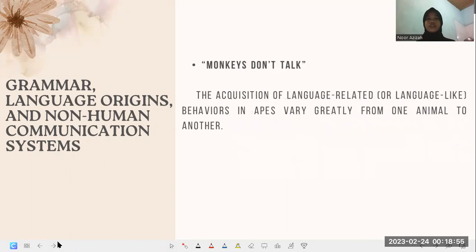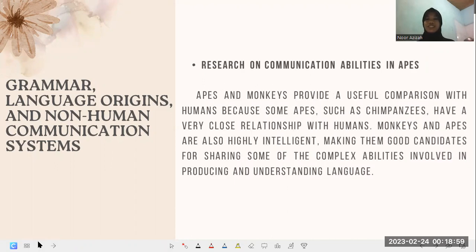This research also showed that apes develop communication skills using gesture and lexigram. Their ability to understand language is also influenced by the environment in which they are located. Next slide, please.